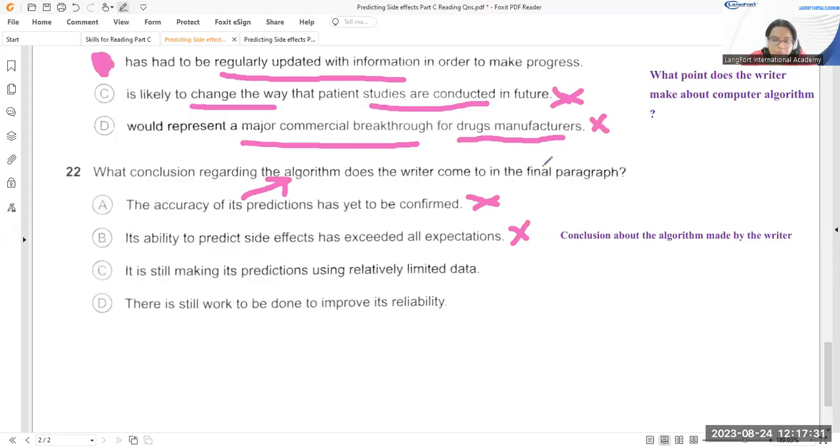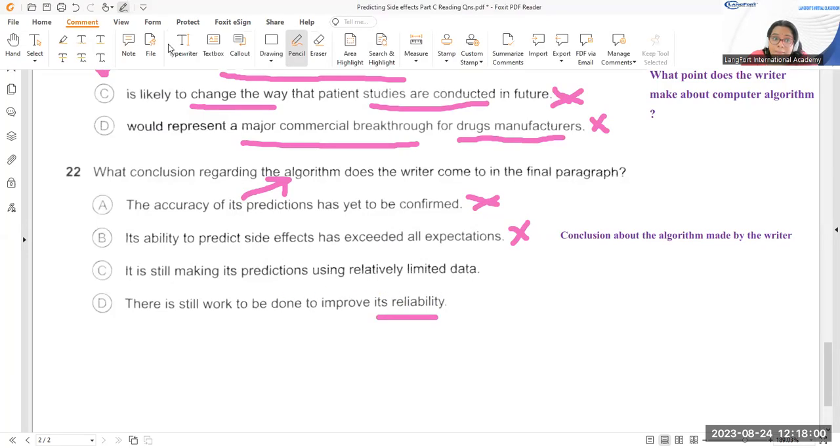Next option. It is still making its predictions using relatively limited data. Wait a second. Is that the conclusion, that the algorithm is still making its predictions using only a comparatively limited amount of data? What do you guys think? Smita, others, what do you guys think? Okay. Last one. There is still work to be done to improve its reliability.